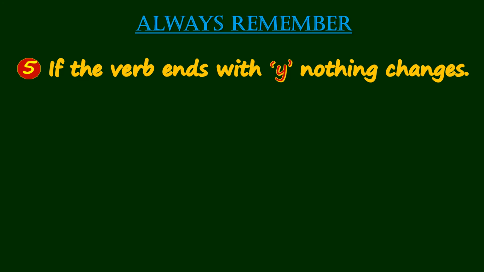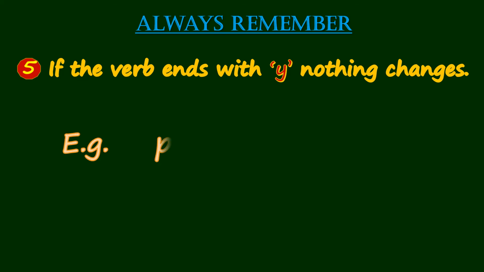Rule number 5 is an extension to rule number 4 only. It is just a follow-up. In case the verb to which you want to add ing is ending with Y, nothing changes. Do not take it as if like we did it for IE. We cancelled IE and used Y in place of it. No. If your verb is ending with Y, you do not have to do anything. Just simply add ing to the verb.